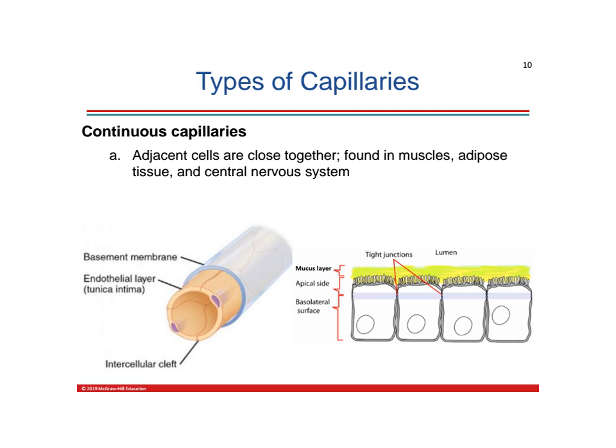So continuous capillaries are the most common type. In those, adjacent cells are very close together. These are found in muscle, adipose tissue, and the central nervous system. So continuous capillaries are characterized by a complete endothelial lining, as you can see in this diagram, with tight junctions between the endothelial cells. So recall that tight junctions are also known as occluding junctions, and these are protein junctional complexes that prevent paracellular movement of solutes and water.